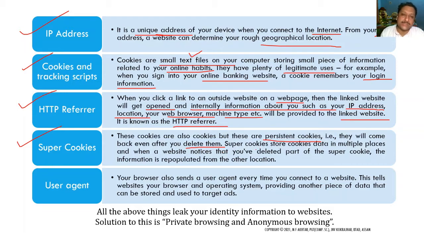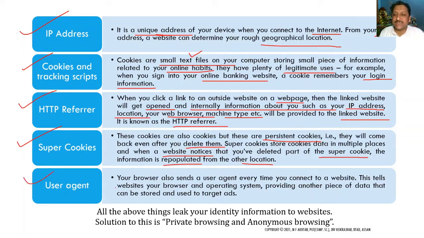How is it possible? See here, super cookies store cookie data in multiple places, and when a website notices that you have deleted part of the super cookie, the information is repopulated from another location. It means that if you have deleted it at one place, then from another place the same information will get copied and stored there. This is known as super cookies. They are riskier, more risky than normal cookies.